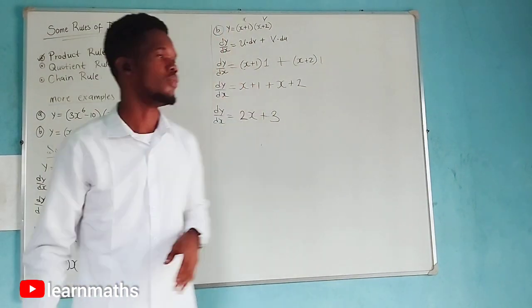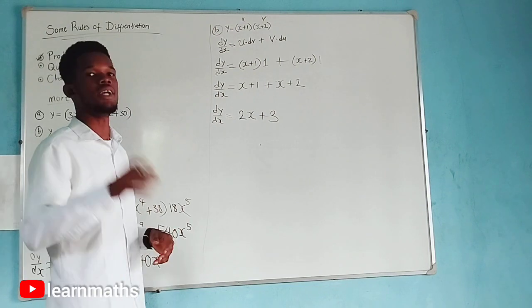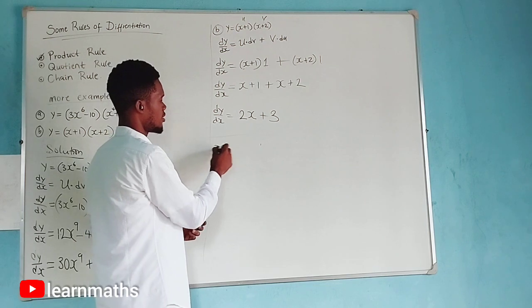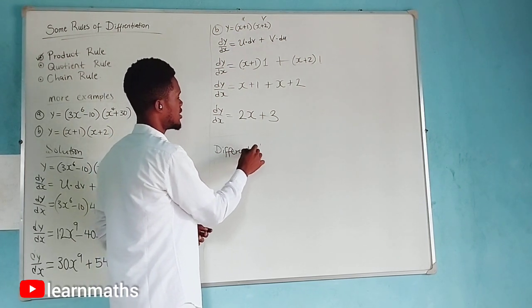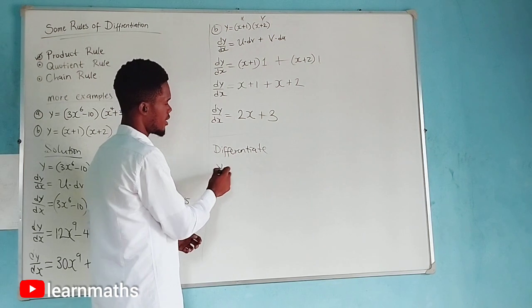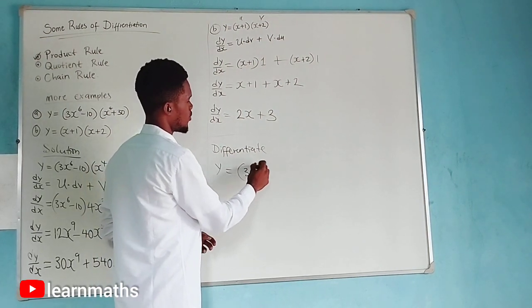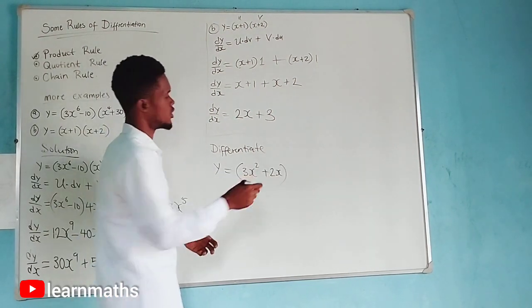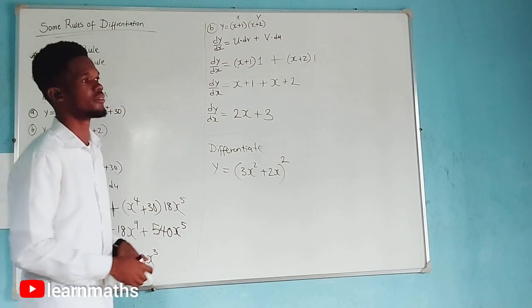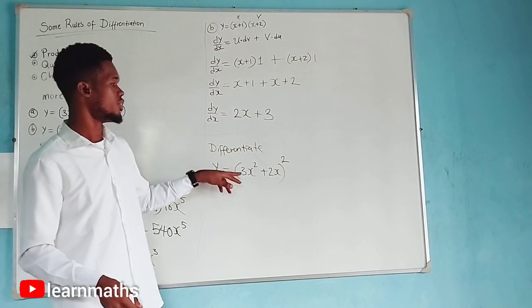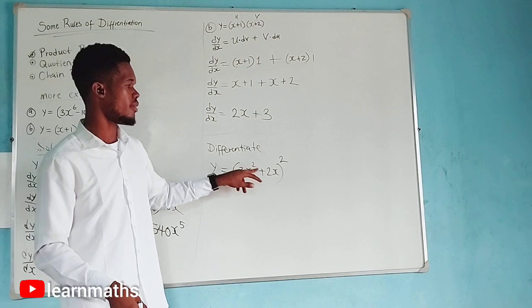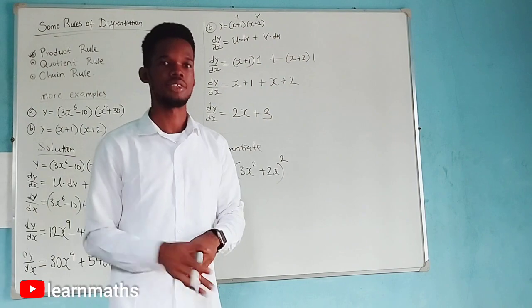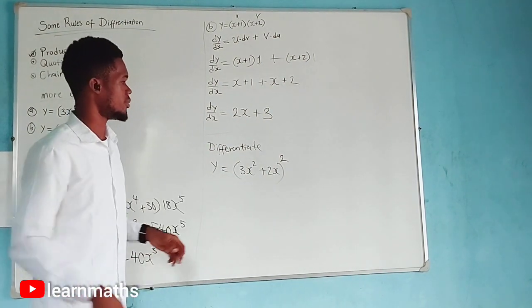Alright, before we end this video, I'm going to give you something to try out, right? Now we have this function. You're going to differentiate y equal to 3x squared plus 2x, raised to power 2. Right? You're going to differentiate y equal to 3x squared plus 2x raised to power 2. Now you're also going to drop your answer in the comment section. Those of you who are going to attempt it, drop it in the comment section.